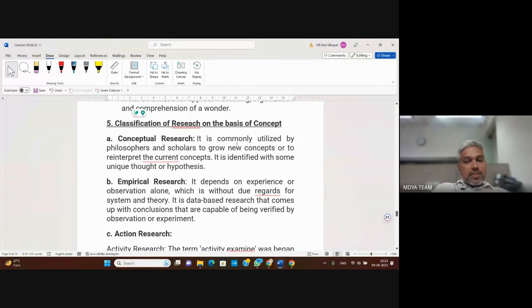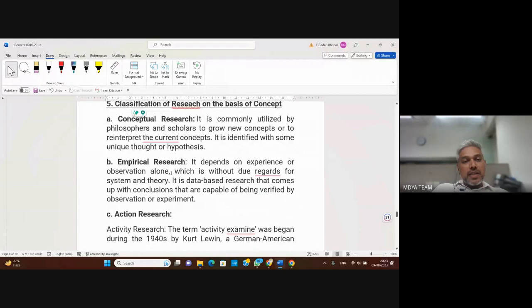Conceptual research is commonly utilized by philosophers and scholars to develop new concepts or to reinterpret current concepts. It is identified with some abstract thought or hypothesis. So in conceptual research, we can take the Yoga Sutra and Brahma Sutra. All these philosophical texts we can consider as conceptual research. An empirical research depends on experience or observation alone, without due regard for system and theory. It is data-based research that comes up with conclusions capable of being verified by observation or experiment. So that is empirical research.